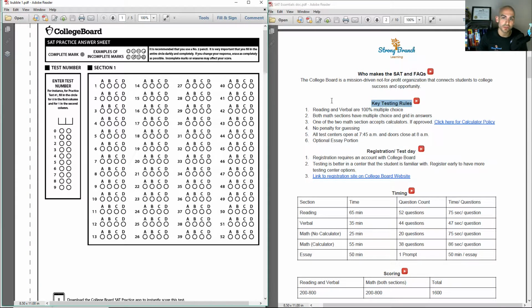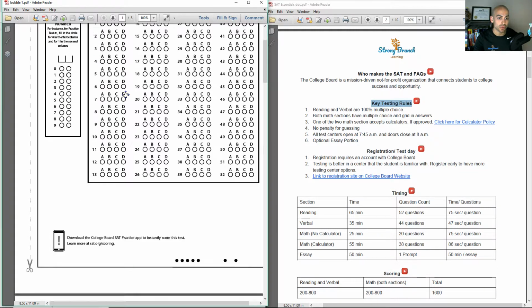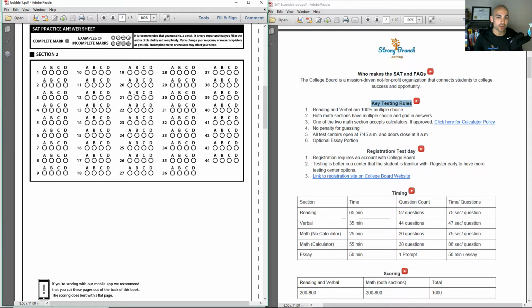We're going to go over some things that are going to make you more prepared in terms of the format of the SAT exam. First and foremost, any multiple choice answer choice set on this exam is going to have 4 options to choose from, throughout the entire exam. So sections 1 and 2, your reading and verbal sections, are pure multiple choice. There's no grid-in response.